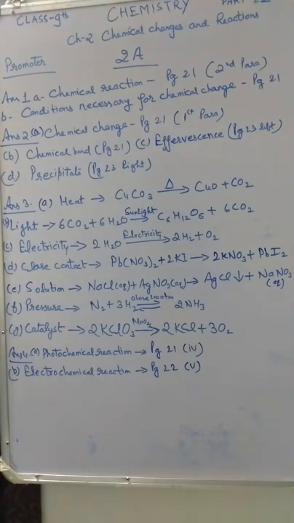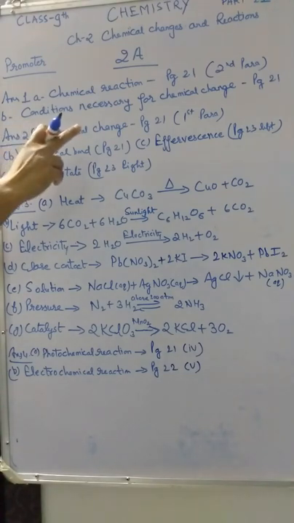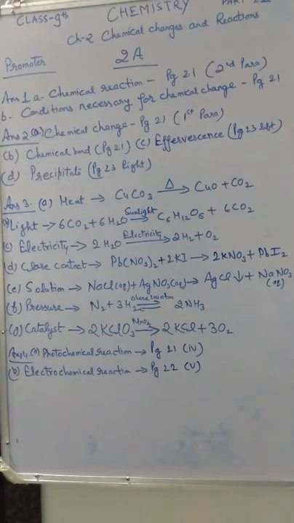You will get this answer on page number 21, in the second paragraph. Second one, state the conditions necessary for a chemical change or reaction. I think you remember that I had given so many conditions: mixing, close contact, pressure, light, electricity, catalyst, solution, heat. So you have to write all the conditions and one reaction also.